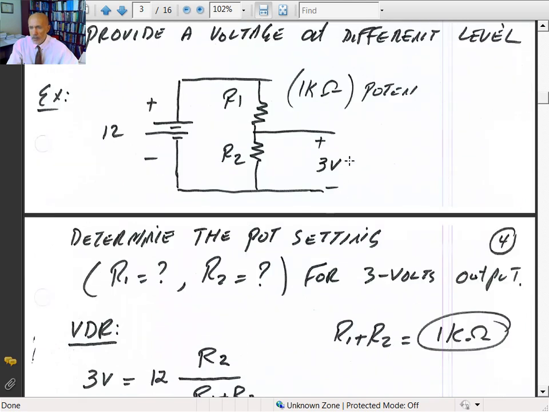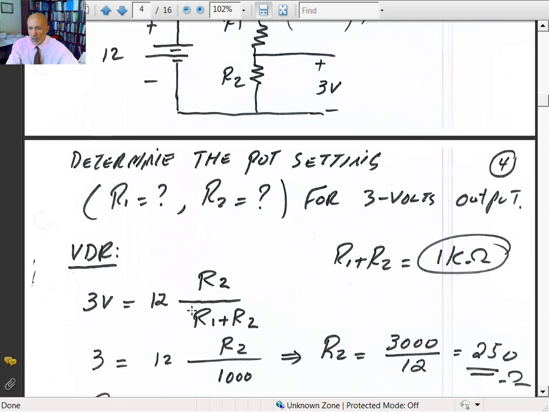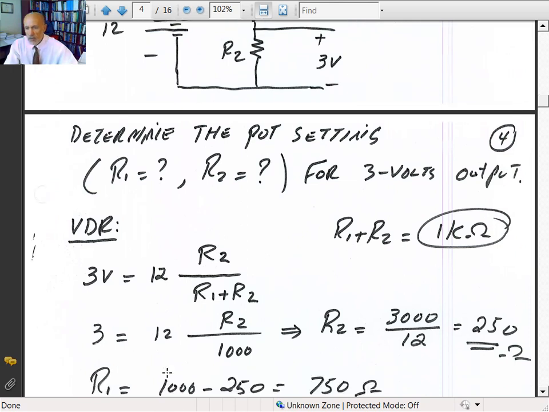Well, you can use the voltage divider rule. If I'm interested in 3 volts here, then 3 volts has to be equal to the total voltage, 12 volts, times R2 divided by R1 plus R2. So we really have one equation with 2 unknowns, but we have R1 plus R2 equal to the 1 k ohm resistor. So from here, you plug in R1 plus R2 with the 1 k ohm resistor, which is 1,000 ohms. So you only get one equation, so you can determine what the resistance R2 is.